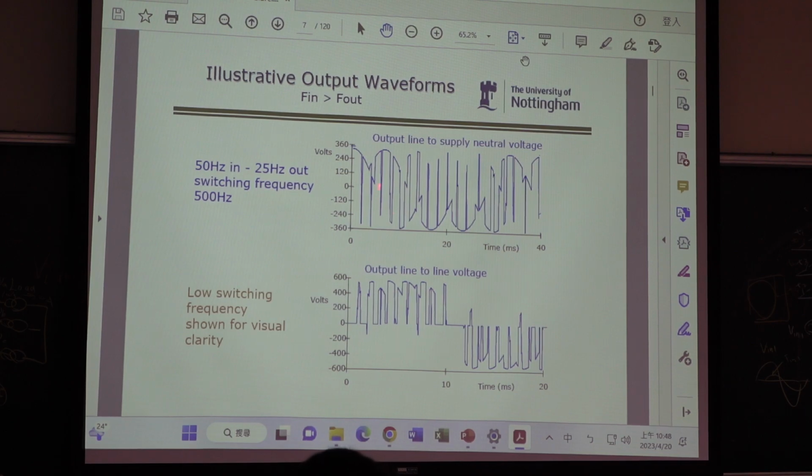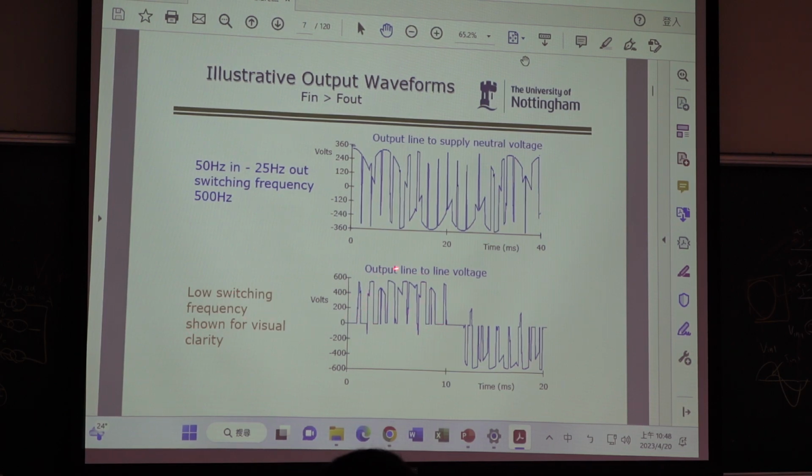If you see this voltage, can you tell me what is the output frequency? The answer is 25 Hertz. But it is very complicated, right? If you change to line voltage, it is more clear. It is like this. You can see this is line to line voltage here. You can see 10 milliseconds, this is 20 milliseconds. So we call this line voltage.